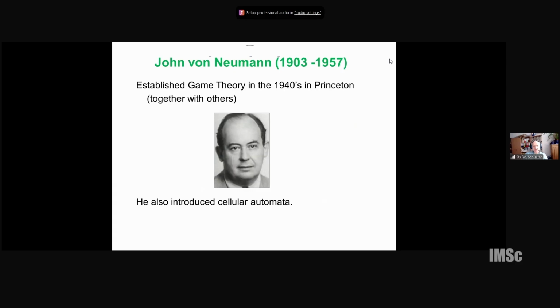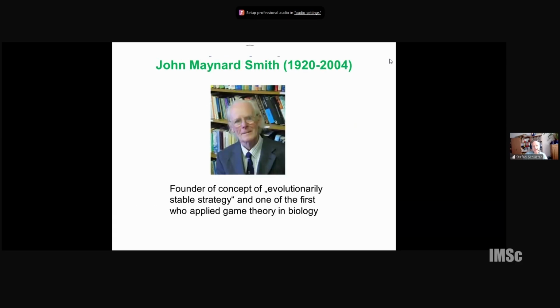The main founder of game theory was John von Neumann, who came from Hungary but was then exiled to the United States, and he established that in the 1940s in Princeton. Actually, several game theorists worked in Princeton, and John von Neumann is very well known also in other fields of mathematics. For example, he introduced cellular automata, and there are the von Neumann boundary conditions. Another important person was John Maynard Smith, a British scientist.